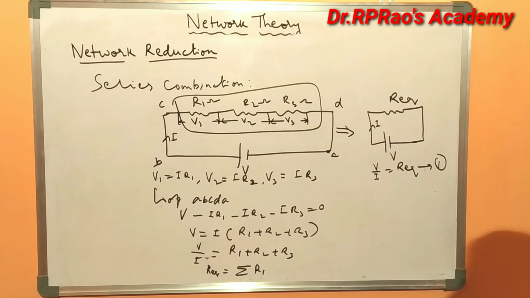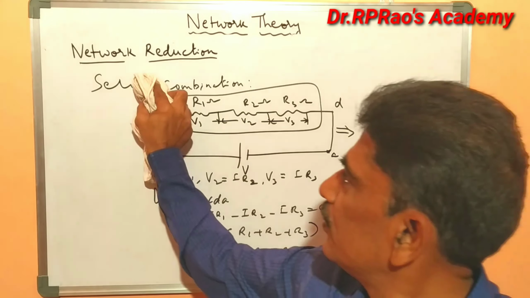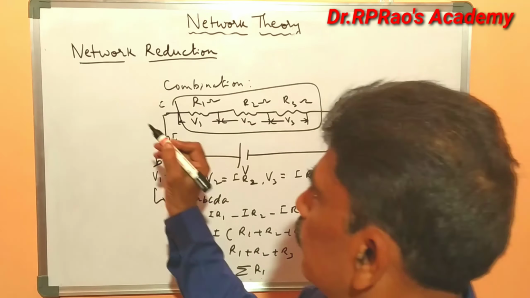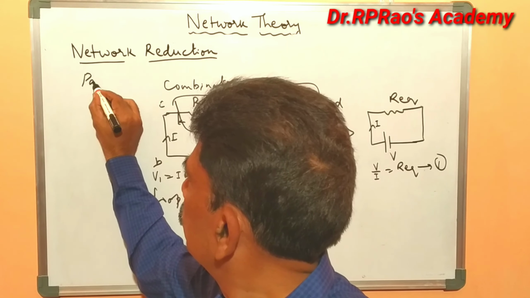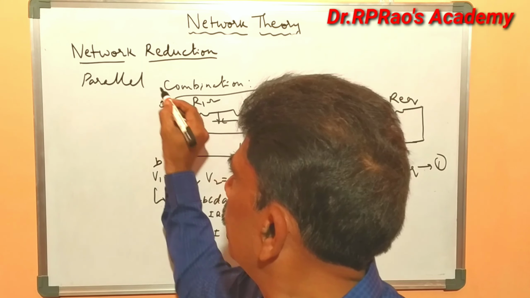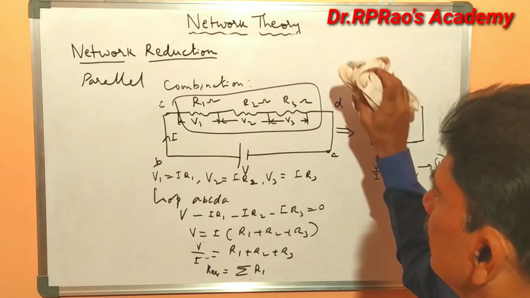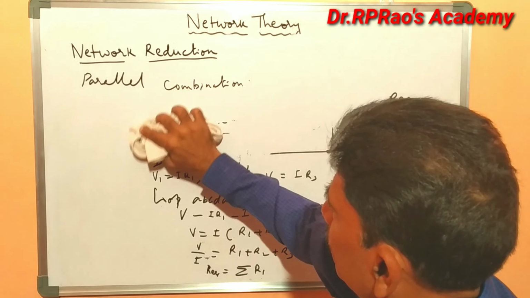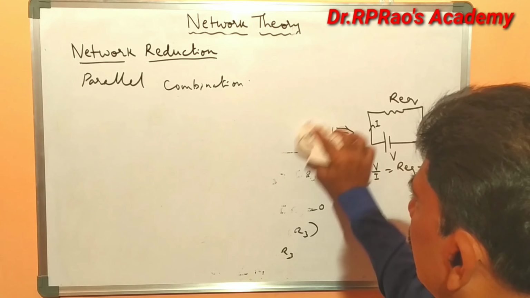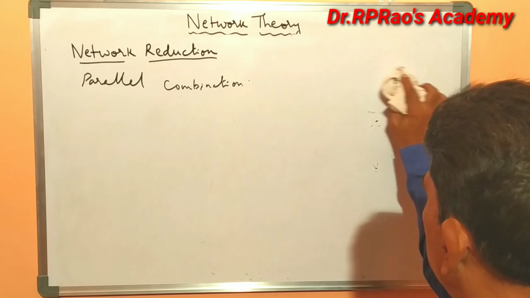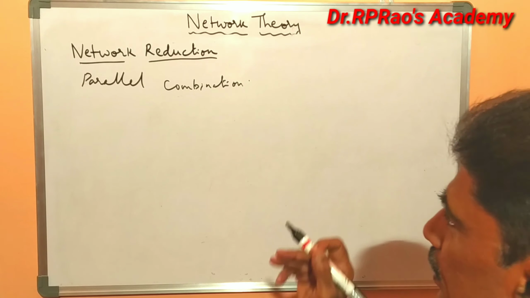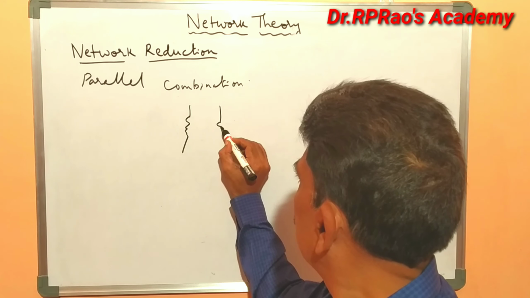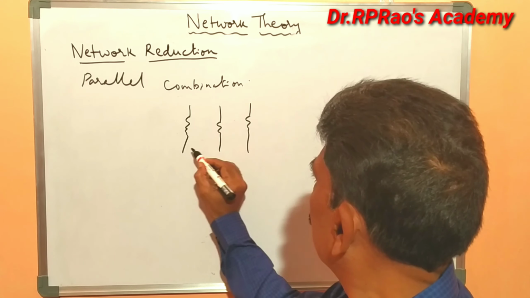Now let us consider the parallel combination. In a parallel combination, the resistors will be parallel to each other, and the parallel combination is connected across a voltage source. So this will be like this. Let us consider three resistors, R1, R2, R3.